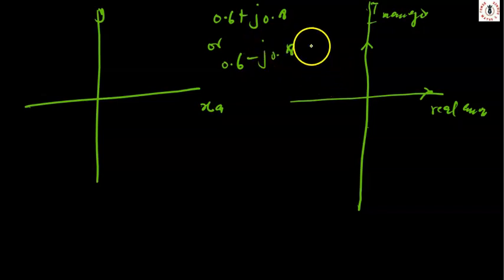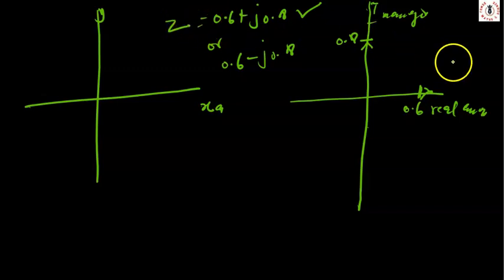Now for the first one, which is 0.6 plus j0.8, I'll have my 0.6 on the real part, and then I'll have my j0.8 on the imaginary part. So I can locate my point. Let's say this is equal to z. Comfortably, I can locate my point z between the positive parts. This is my point z.